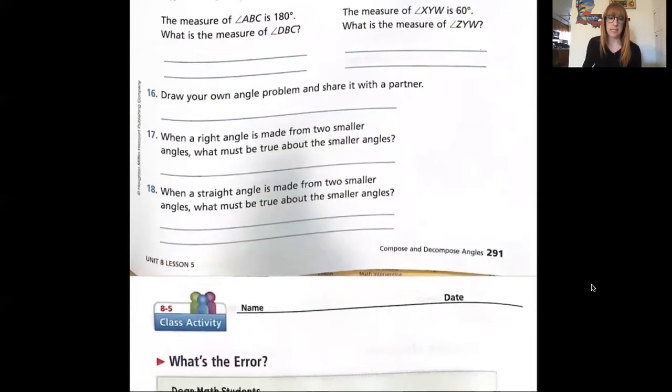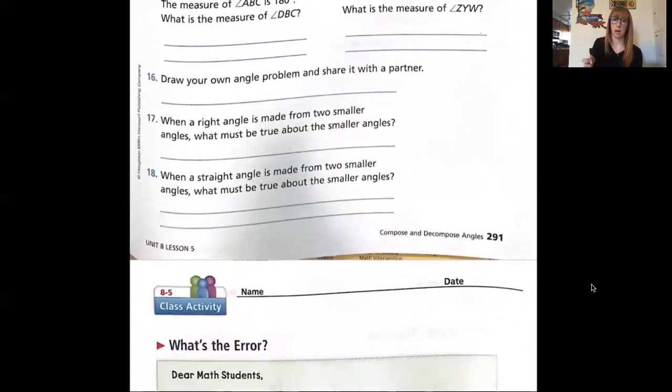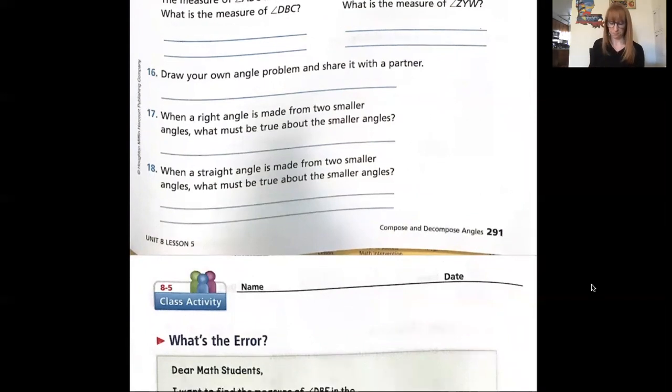When we look at 16, 17, and 18, 16, if you didn't do it on Zoom, you can create a problem and share it with a family member, maybe an older brother or sister, maybe even a younger brother and sister if they know how to add and subtract, or a parent or whoever's with you during the day.